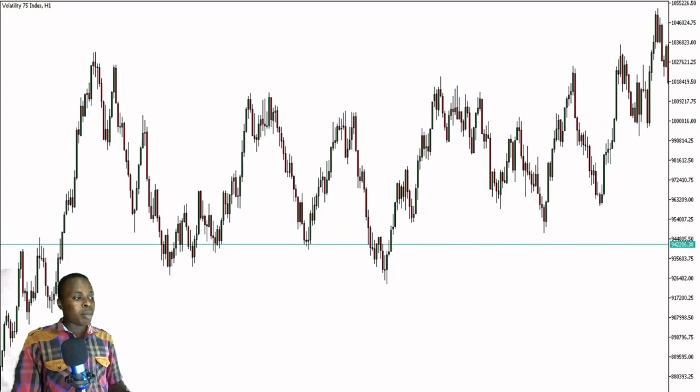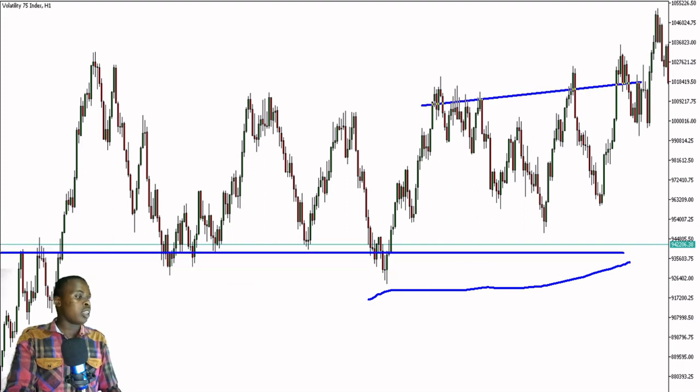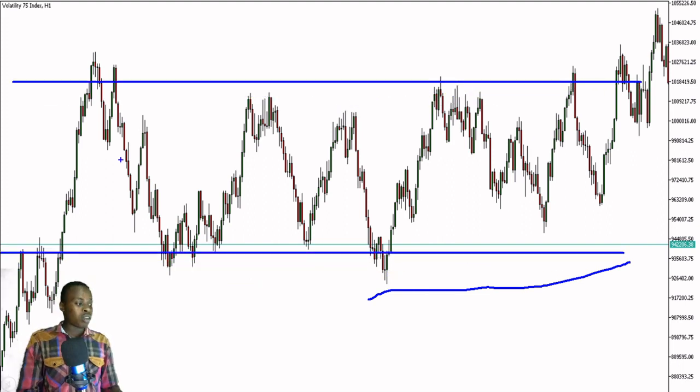Understand this. Number two, the next way that you can see the market structure is using levels of support and resistance, right? So if you look at this market here, you can see that I have this level here and this level here. So these two levels are the levels of support and resistance, right?